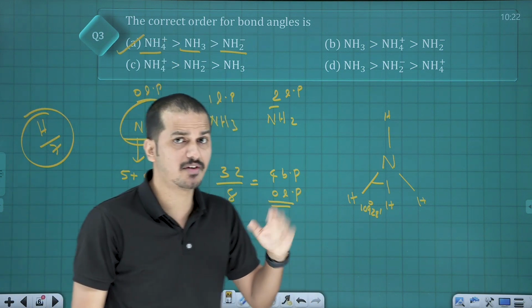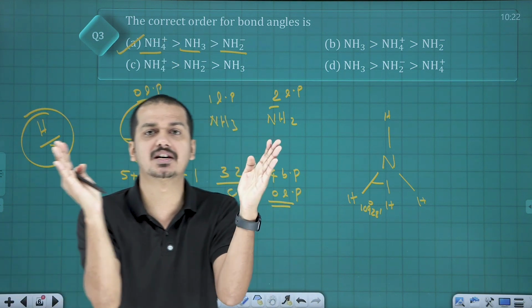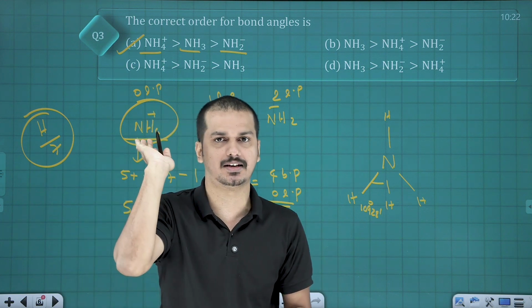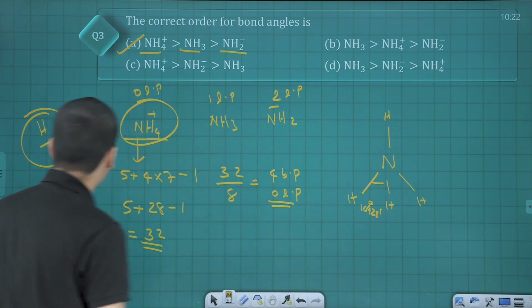Ready guys? Yeah, whenever lone pair is increasing, the bond pairs will come closer according to VSEPR theory. Clear? Yeah. We can move to the next question.